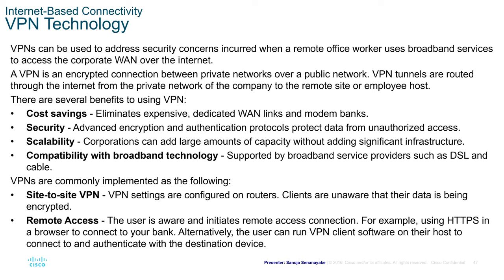They include cost savings, which eliminates expensive dedicated WAN links and modem banks that you would need without the VPN, because now we are using the public network to transmit data. Security, which allows us to use advanced encryption and authentication protocols to protect data from unauthorized access. Scalability, so the corporation can add a large amount of capacity without adding significant infrastructure, so the infrastructure cost gets significantly reduced. An example of this would be during COVID-19, when a lot of companies sent their workers to work from home, and they rapidly scaled their remote workforce by using VPN technologies, because it's basically using the public network and they don't have to spend much infrastructure cost on implementing it. So you can basically send your workers home with a VPN client installed on their laptops, and they can connect to your corporate networks from their home securely.